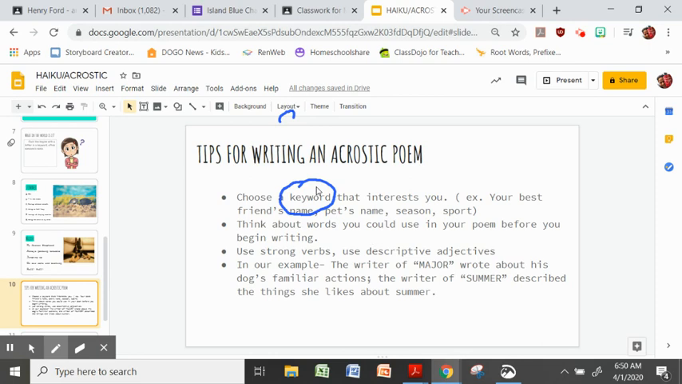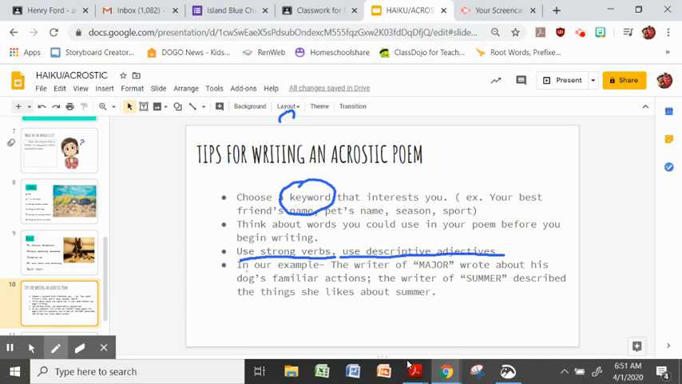Now, when you think of your keyword, start thinking about words that you could use in your poem before you begin writing. Think about the words already so that you can have a plan in how you want to create your poem. Now, again, as always in writing, use strong verbs or descriptive adjectives. Don't just use ordinary words. You can, but it's always better when you choose words that are very descriptive and that will relate a better picture in the reader's mind.